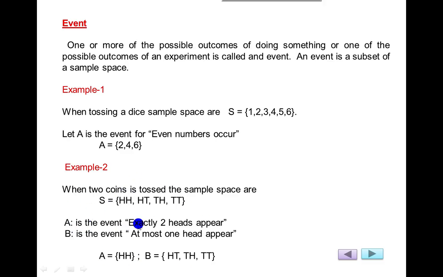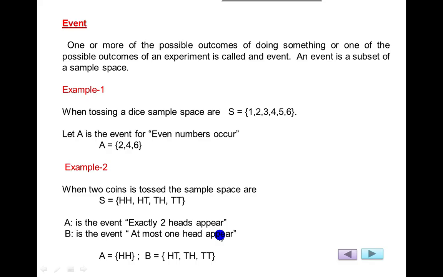So A is the event, exactly 2 heads appear. There is only one outcome, HH, in this set A. And B is another event, at most 1 head appears. At most 1 head appears means maximum 1, not more than 1.